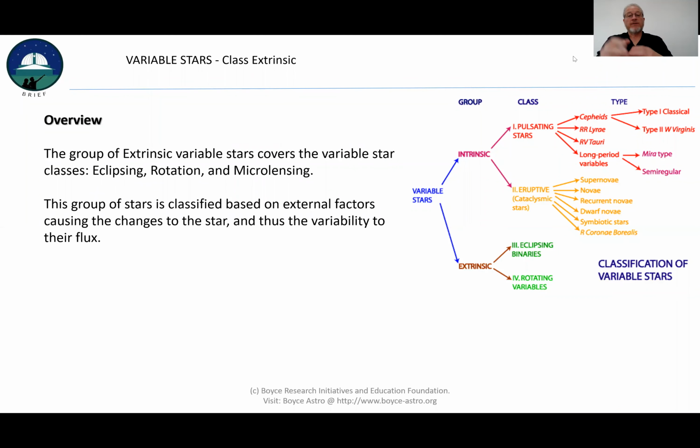The group extrinsic variable stars cover variable classes eclipsing, rotating, and microlensing. This group of stars is classified based on external factors that cause changes to the star and thus variability to the flux that we receive. If you're familiar with this diagram, we've seen this before. This particular group is extrinsic, which we will discuss today.